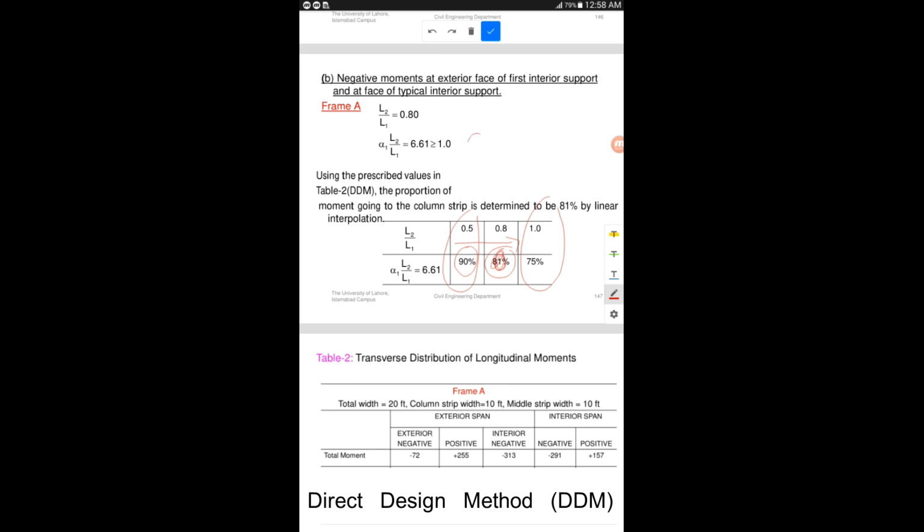So I'm going to subtract 9% from 90%, minus 9%. This was the 9% which we calculated right now, and the answer will become 81%. So 81% of the moment is going to go to column strip, and 19% is going to go to middle strip.